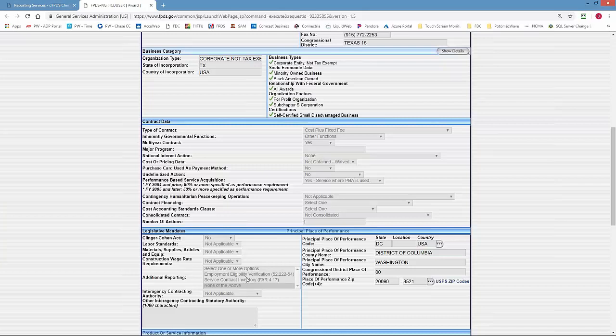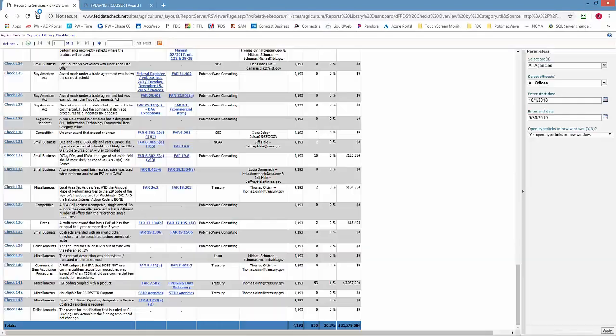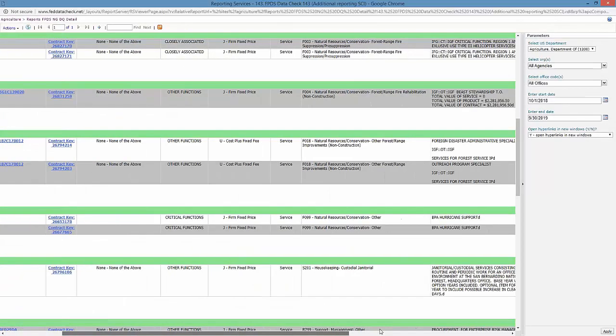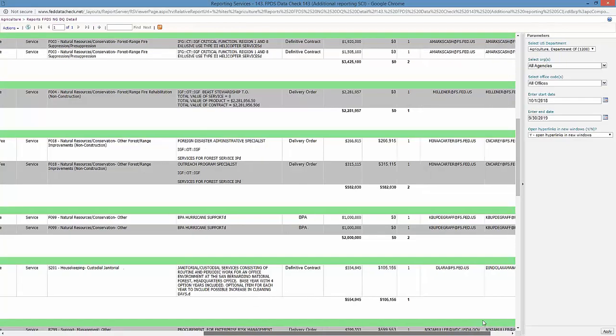Now maybe this employment eligibility needed to be selected as well. That's out of the scope of this webinar. I'm not familiar with that one, but I know that this should have been selected. Let's look at one other one. Let's look at firm fixed price.